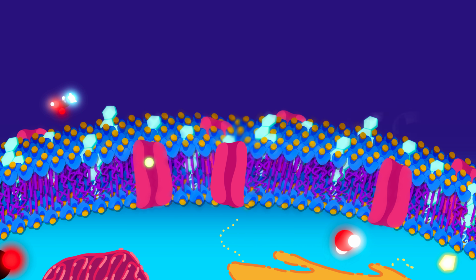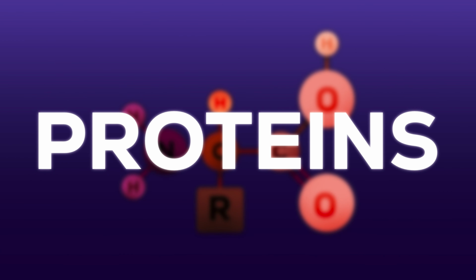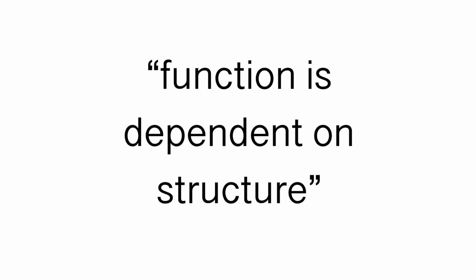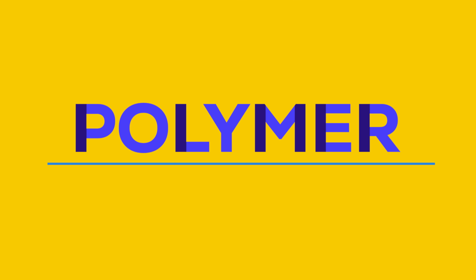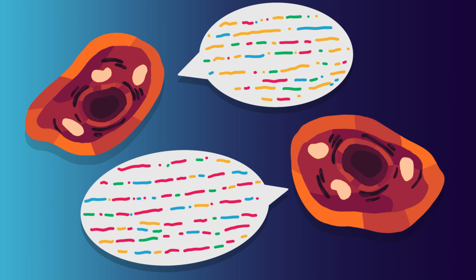Another biomolecule that has a wide range of functions are proteins. Before we get into them, know that function is dependent on structure. This idea is present throughout all of biochemistry, but it's especially prominent in proteins, so make sure you know that. A protein is a polymer that serves as the language of life.